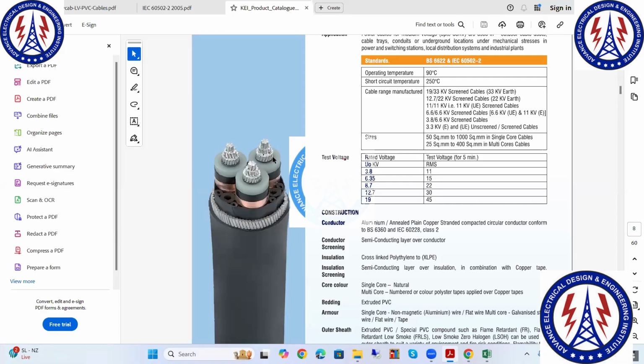Is it required to connect with earthing? Yes, it's compulsory. That is another question. It is required to connect with earthing on both sides of the cable? In case of single core cable, we need to connect only at one end. In case of multi-core cable, we need to connect at both ends. This screening.